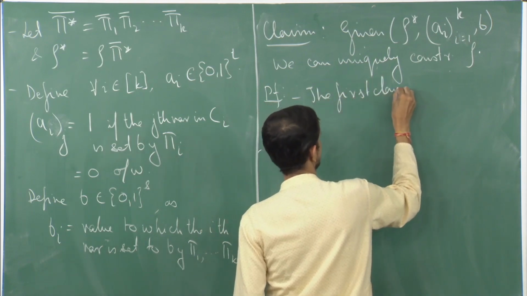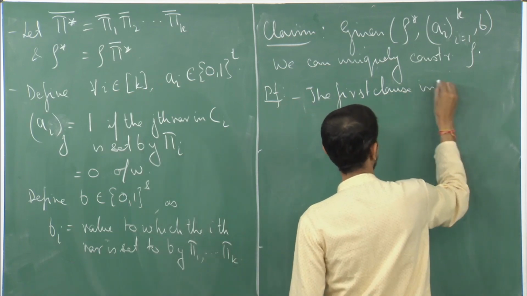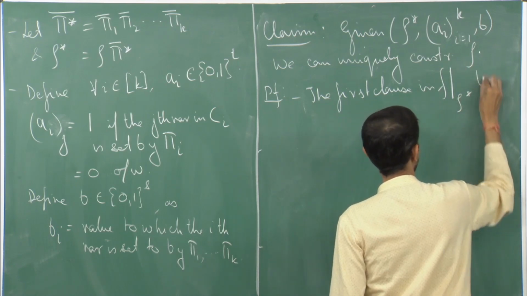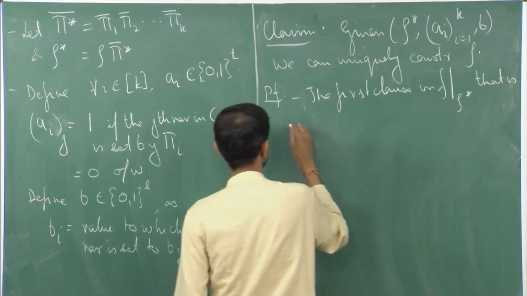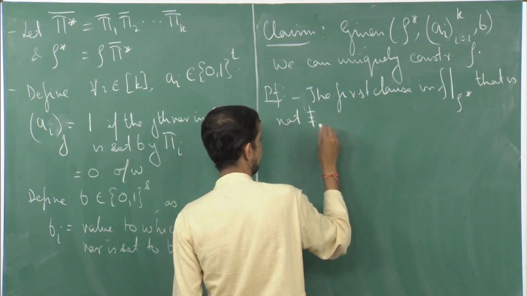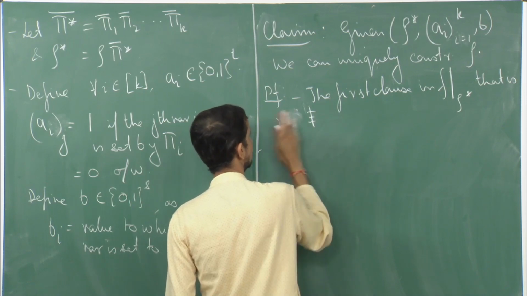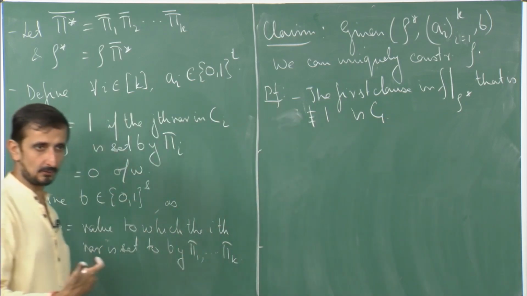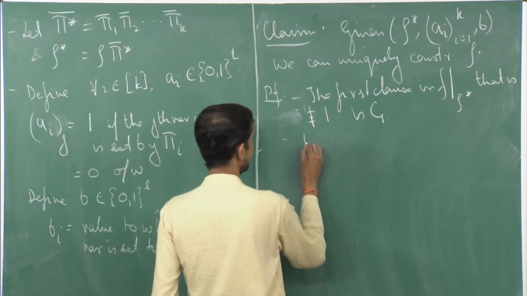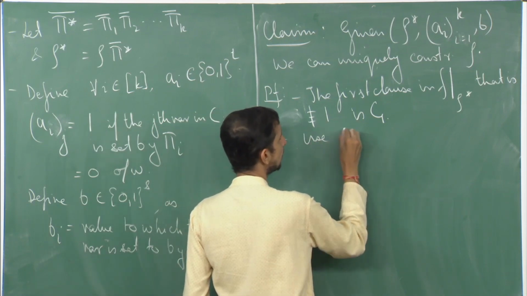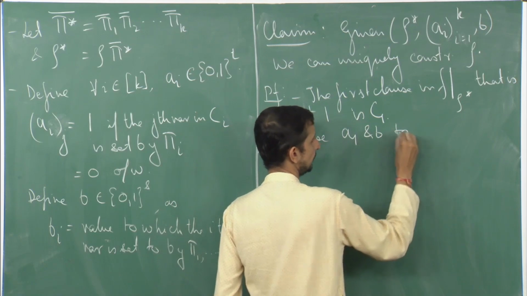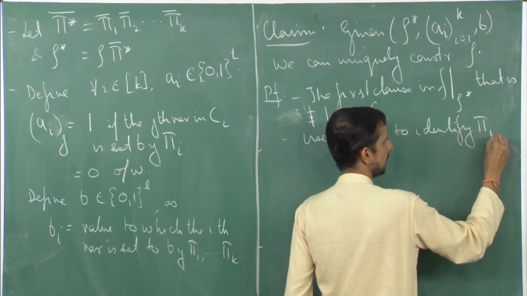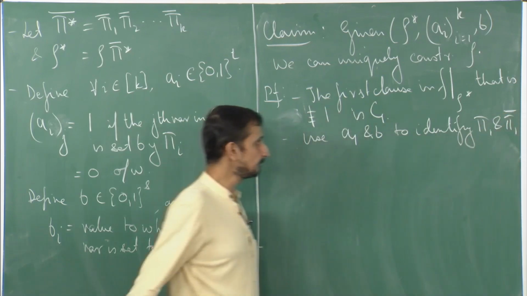The first clause in F restricted to rho star that is not identically one is C1. So we get what our C1 is. Now we use A1 and B to identify pi 1 and pi 1 bar. How do we get it?